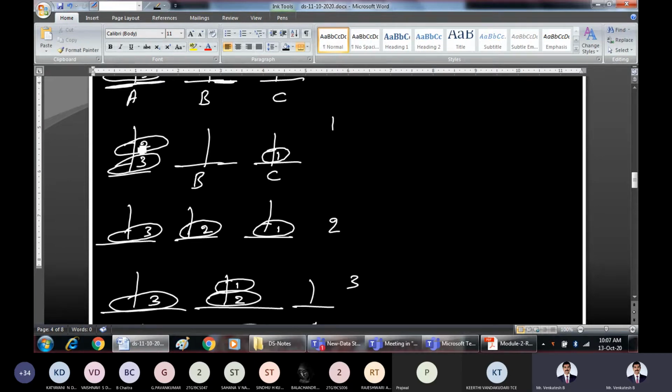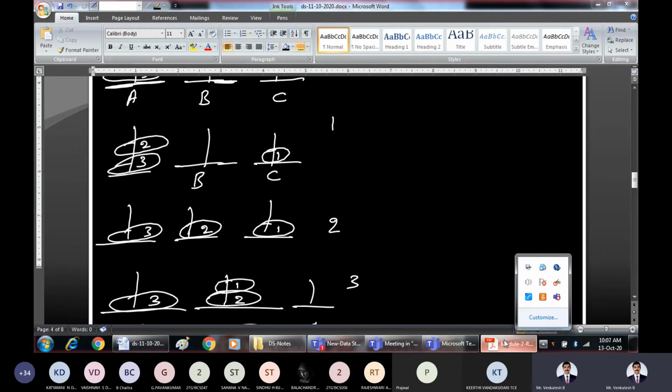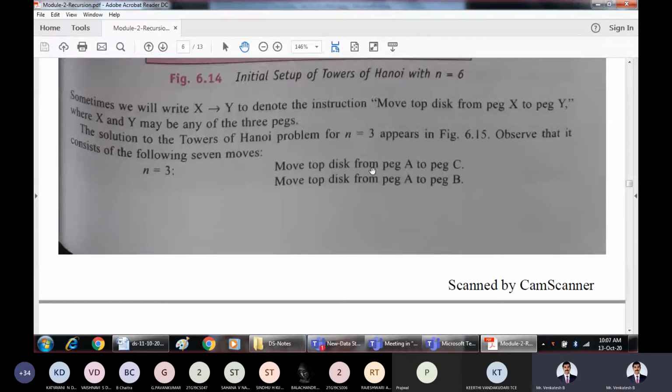So we have to move the disk from A to C. See here, the moves they have given. Move the top disk from A to C. Next, move the disk from A to B. When I refer to a disk, it is understood that it is the topmost disk from the pole. So the next movement is move disk from A to B.